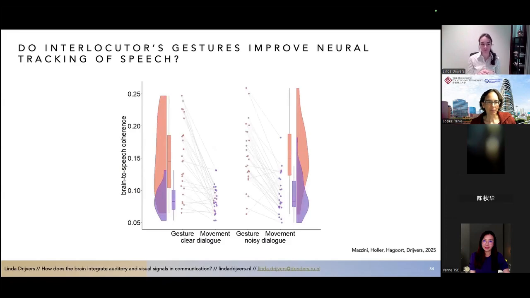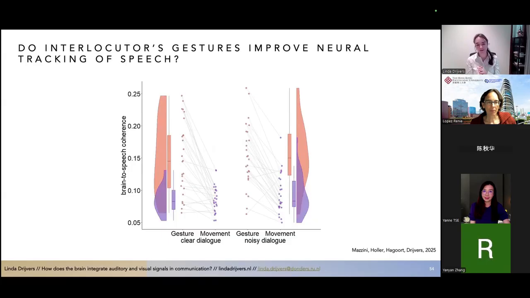Now, it wasn't all terrible, so we've also looked at whether these gestures then somehow increase your attention to the speech. So do these gestures increase neural tracking of the speech signal in clear and noise? And there we found some really interesting results. So for both in clear speech and in noise, we saw that the brain tracks the speech signal more strongly when a gesture is present as compared to a movement that is kinematically similar. And with a gesture here, I mean meaningful gestures, so iconic gestures, as compared to movements that just had a similar kinematic profile.